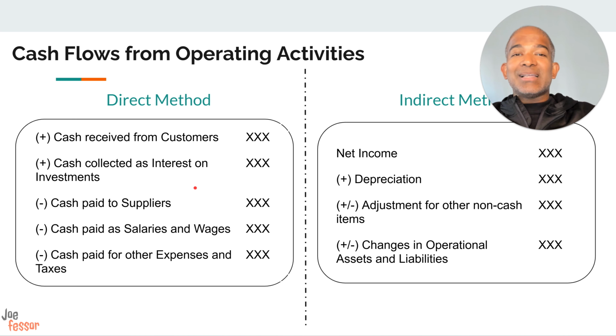Both of these methods ultimately arrive at the same final number, but the indirect method's reconciliation is what we'll focus on, as it's used by almost all US-based companies. Our goal in this session is not just to know the final number, but to understand the logic of the adjustments used in the indirect method.